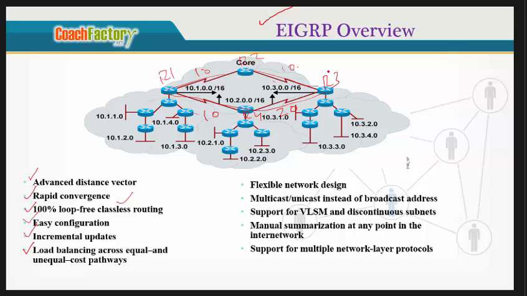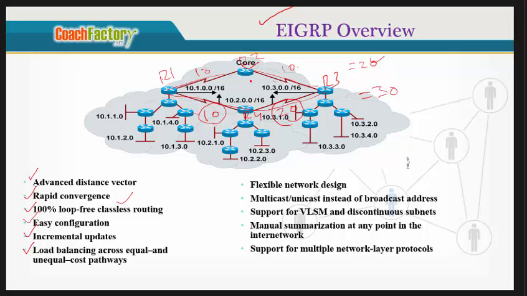So 10 plus 10, 20. If R1 is choosing the path to reach R3 via R2, then what will the cost be? 20. And if it is going via R4 to reach R3, then it will be 10 plus 20 equals 30. So it is going to choose what? The best path. Every routing protocol will do that using their different algorithm.